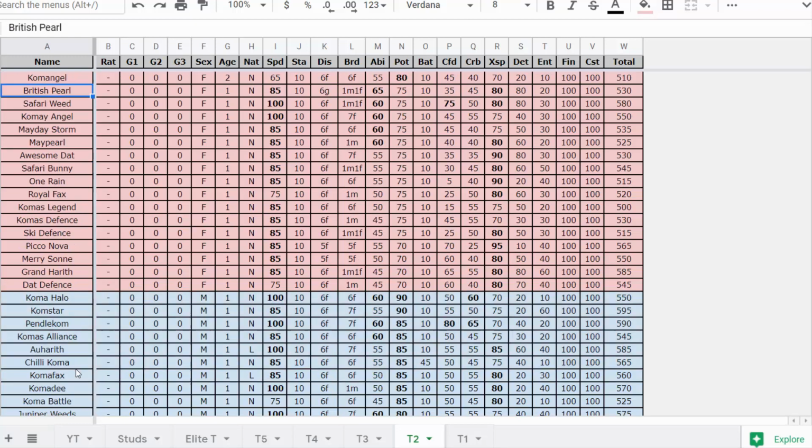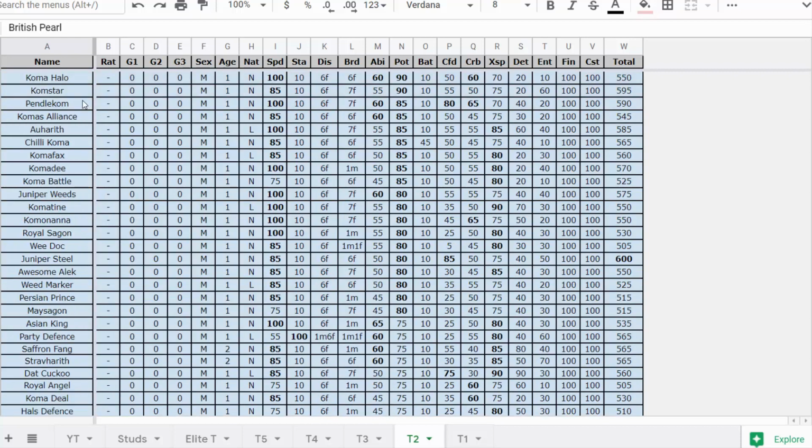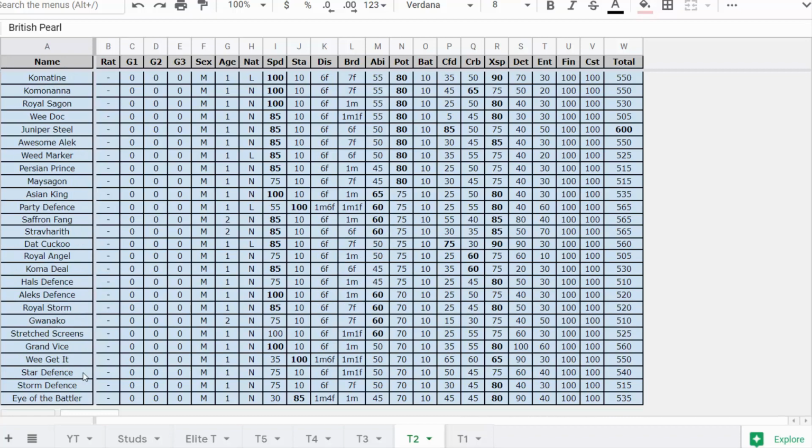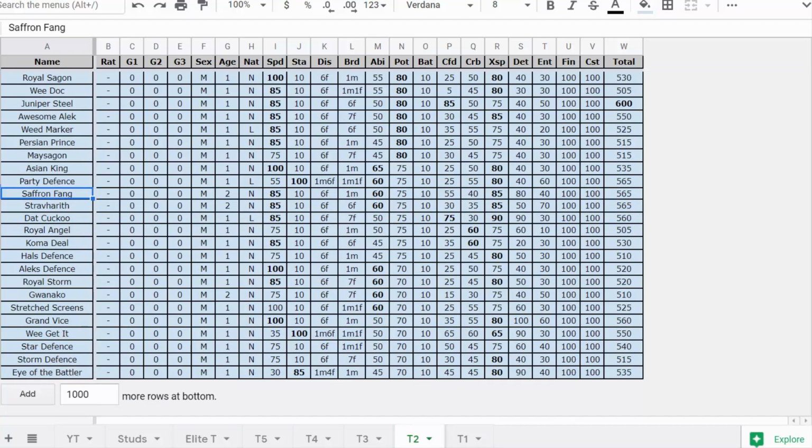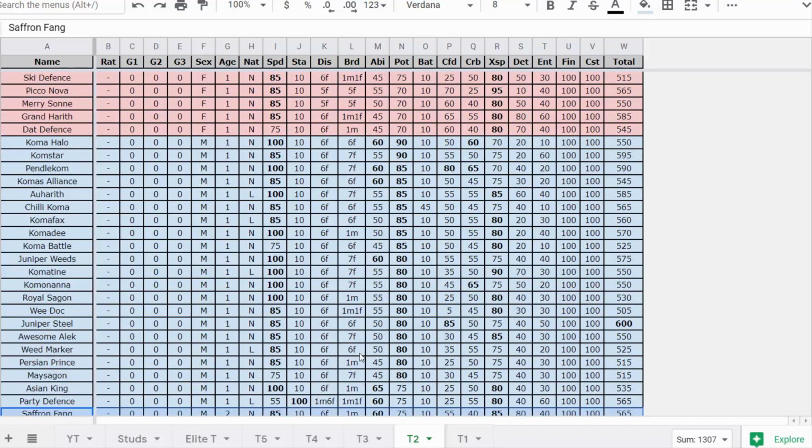Who else is in there that we might know? Nobody else really. Saffron Fang is. So there's your god horse. There's your amazing Triple Crown horse. 60 ability, 75 potential, 85 extra speed. Doesn't look anything special. I have rated them in terms of potential, then ability, and then the total.